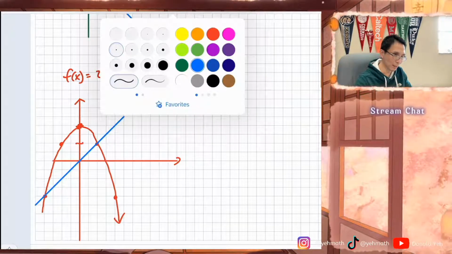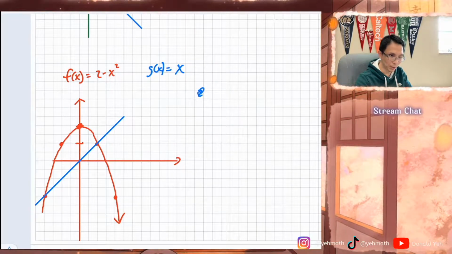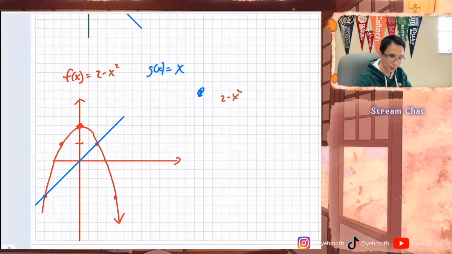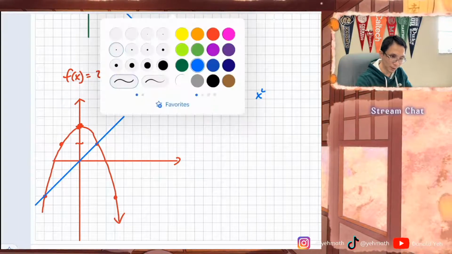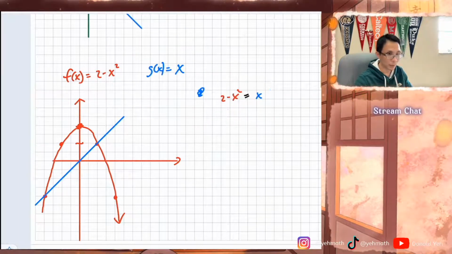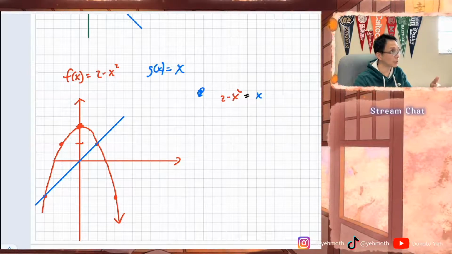Algebra skill says, hey, let's set the two equations equal to each other. We're gonna use red. It will be 2 minus x squared is equal to x squared, and we solve for it. I always make sure the leading coefficient is positive.